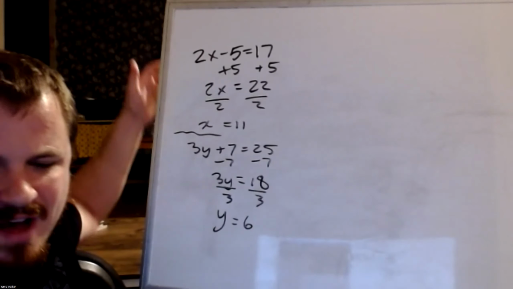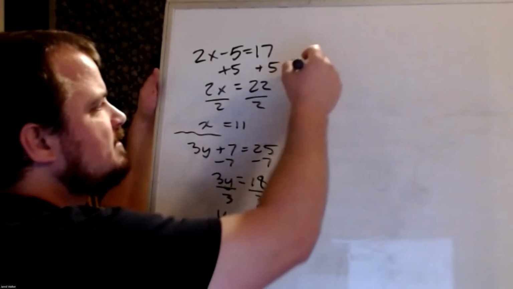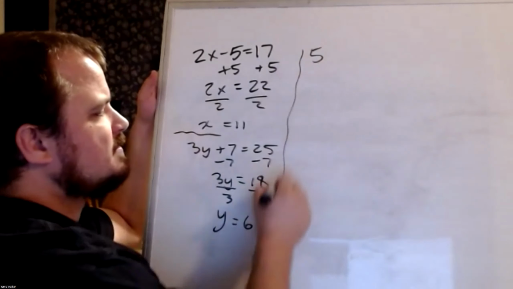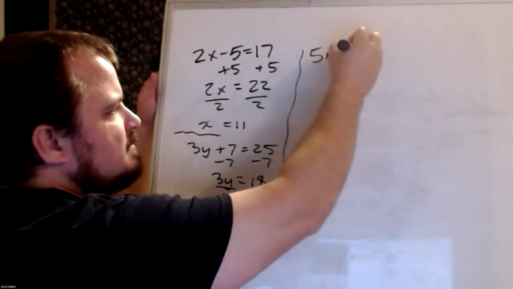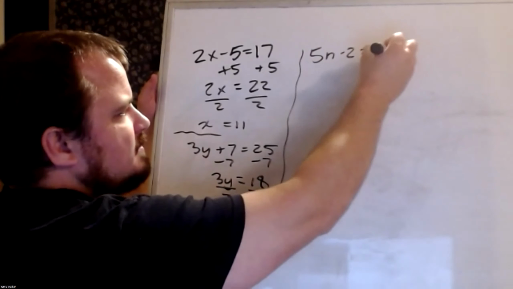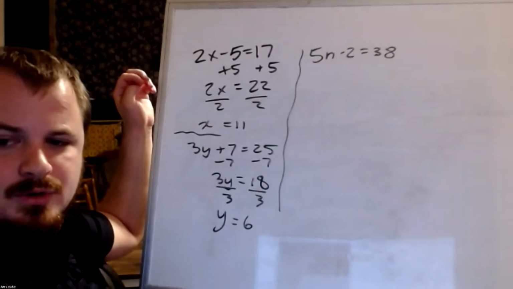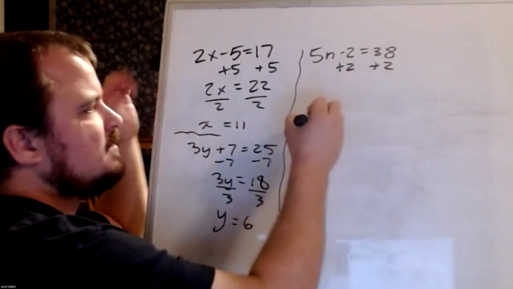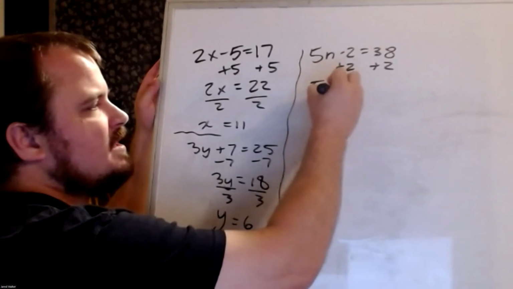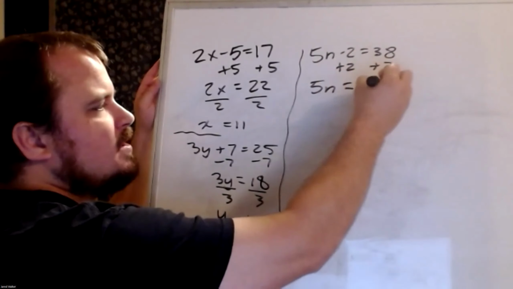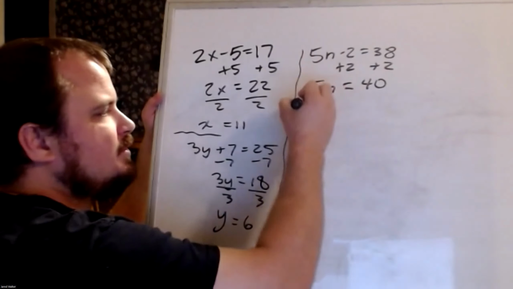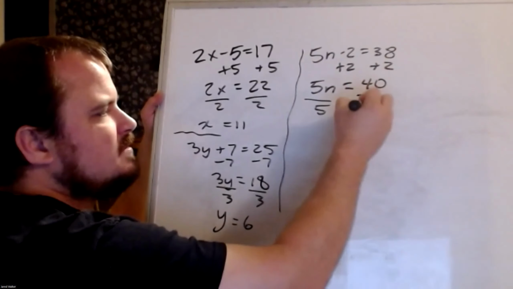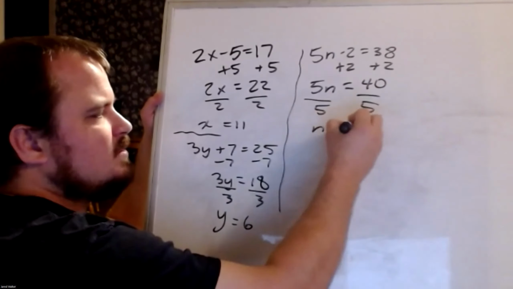Okay, next one we have 5n minus 2 equals 38. And we're going to add 2 to both sides. And so 5n equals 40. And then we're going to divide both sides by 5. And so n equals 8.